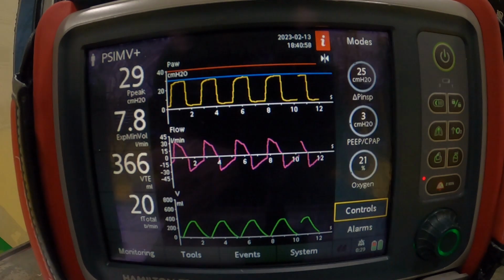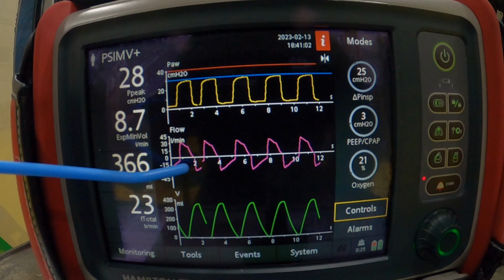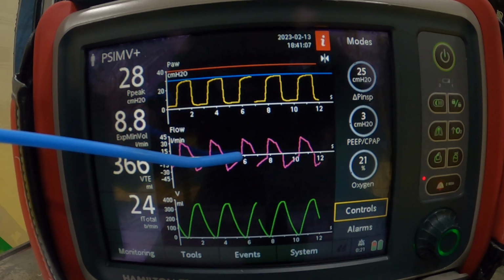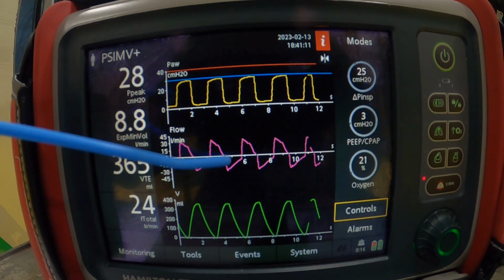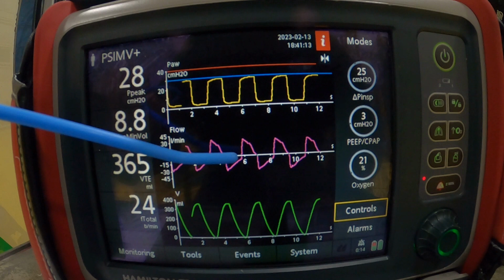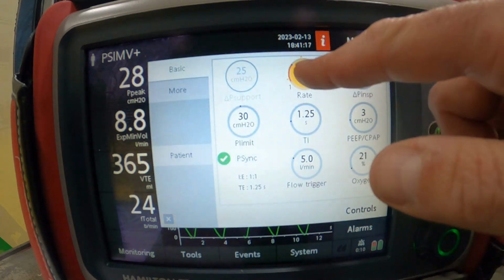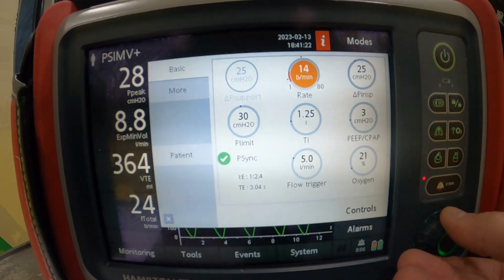So let's just say we increase the rate like that. And I want to show you on your flow waveform, inhalation above, exhalation, and before it makes it back to this neutral line, it's triggering another breath. So that's trapping air and that's causing auto PEEP, and that's harmful to the patient. So how do you correct that? You take your rate down. Anytime you're trapping air, decrease the rate.